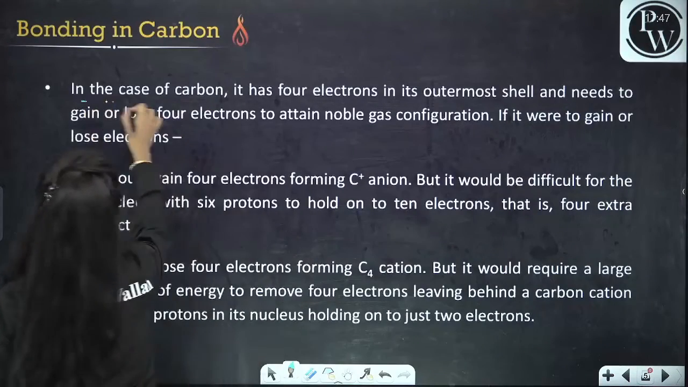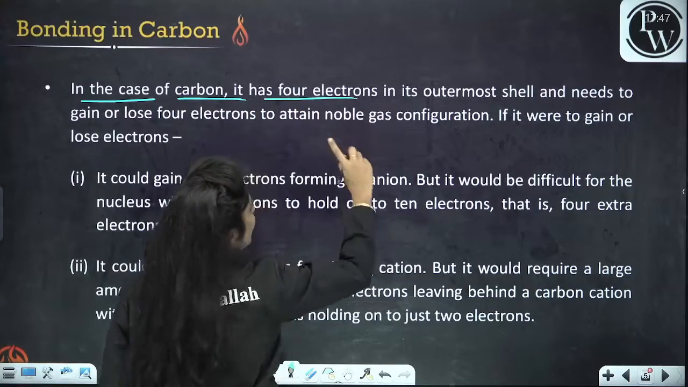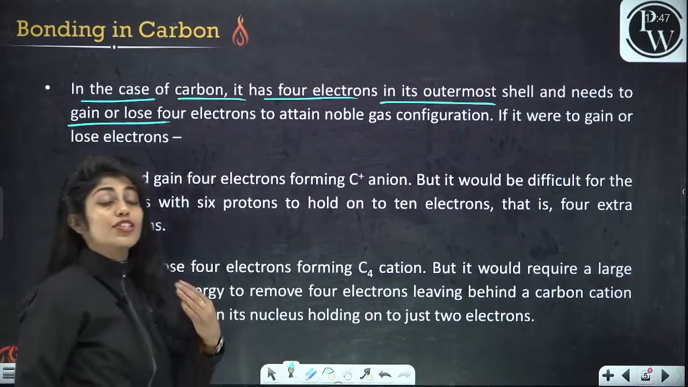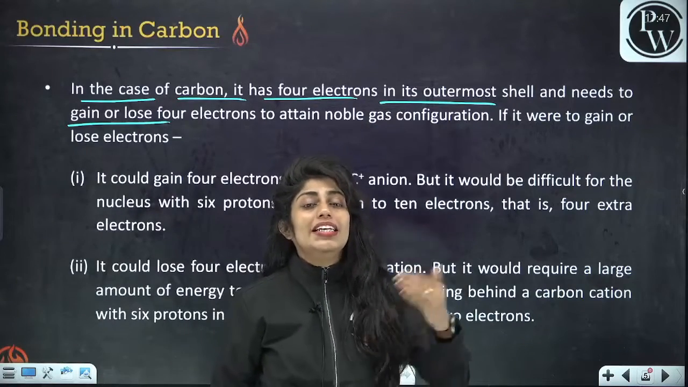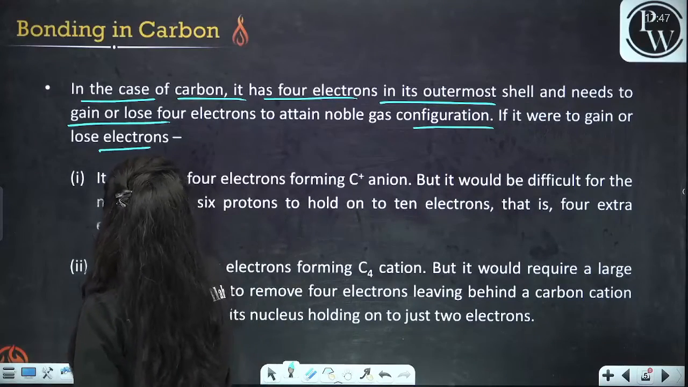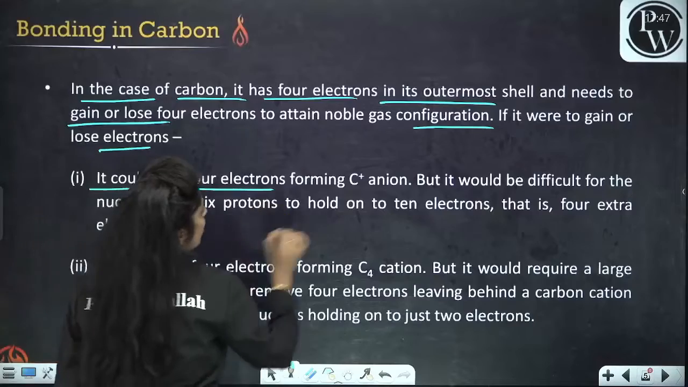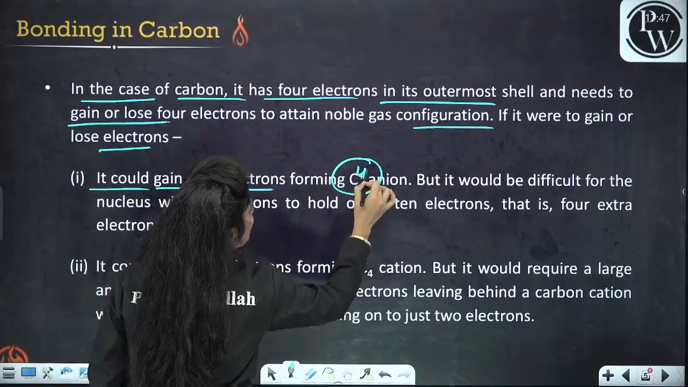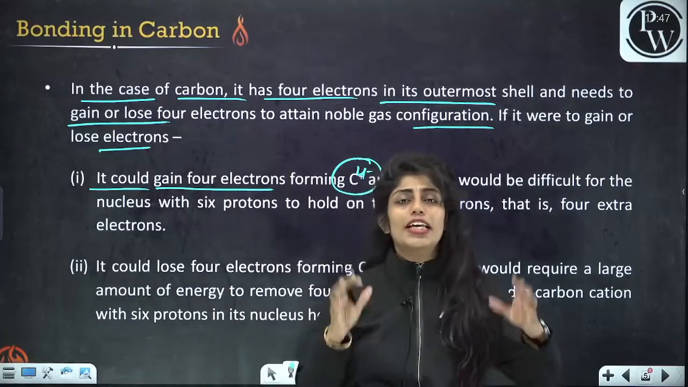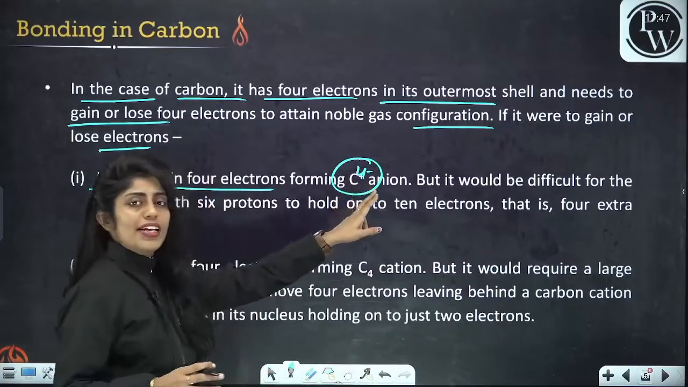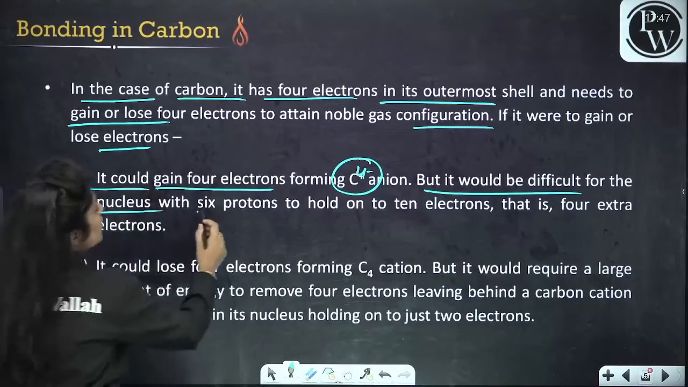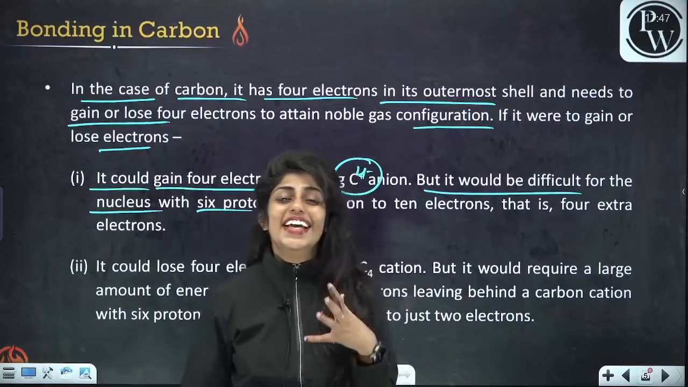So in the case of carbon, carbon has 4 electrons in its outermost shell and needs to gain or lose 4 electrons to attain stability, to attain the nearest noble gas configuration. Done? Let's check if it could gain 4 electrons. So it will be forming a C4 negative ion. Yes, of course. If it is supposed to gain electrons, it will be acquiring a negative charge equal to 4 negative. Now, but it would be a difficult case for a nucleus with 6 protons to hold on to 10 electrons.